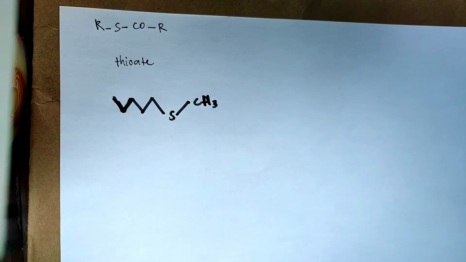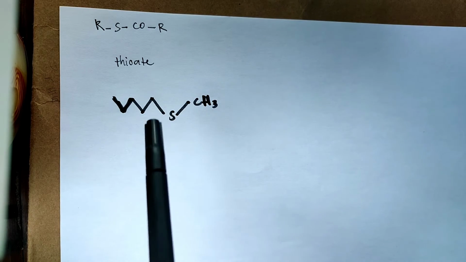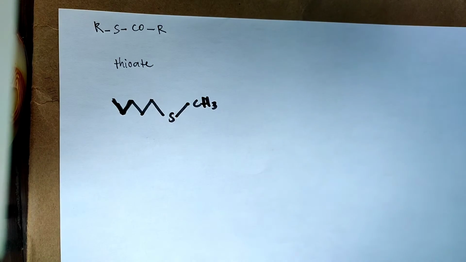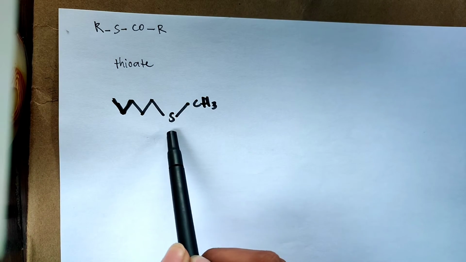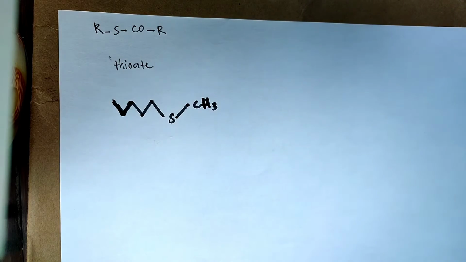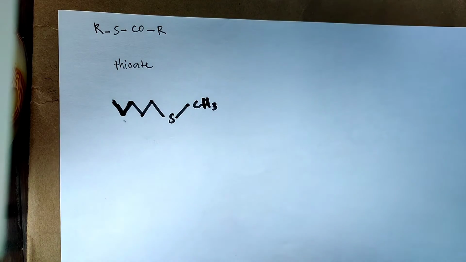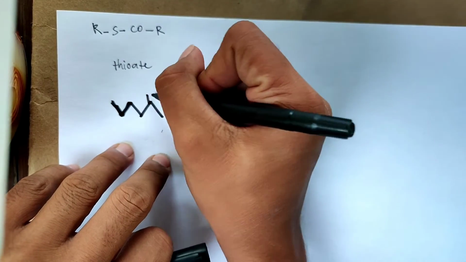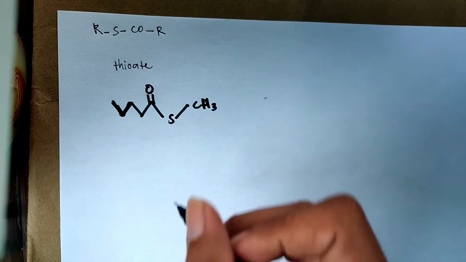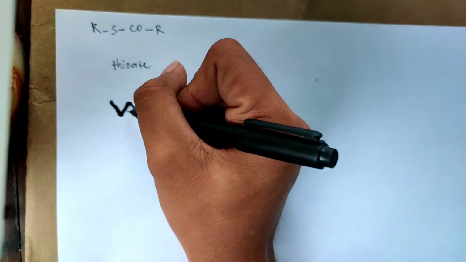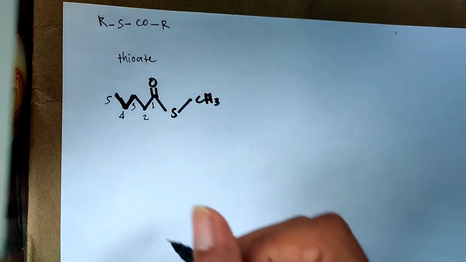So, in naming this, we should always count the number of our carbon. But as what you have noticed, this structure contains sulfur and a carbonyl group. Yan. So, let us count the number of carbon. Ay, kulang pa pala. Kulang pa ng oxygen. Yan. Let us count the carbon, which is 1, 2, 3, 4, and 5. So we have 5 carbons, which is pentane.